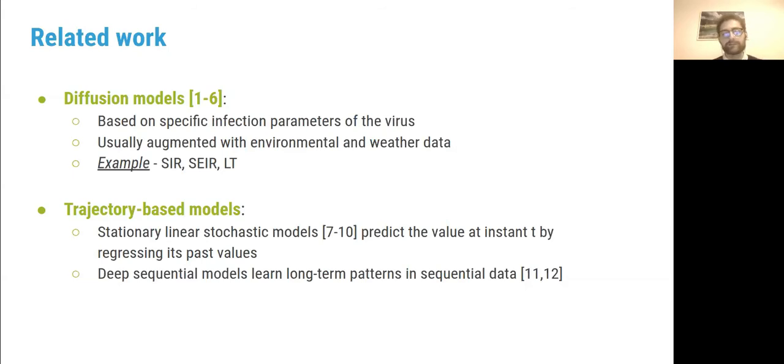When multiple time series are involved in the prediction, VAR models are the most used family of multivariate predictors. But we want to concentrate more on deep sequential models such as long short-term memories, which are a subfamily of recurrent neural networks that, contrary to stochastic models like VAR, learn long-term patterns in sequential data. These methods have been successfully used in many sequential applications, such as machine translation, speech recognition, risk prediction, and many others, but only lately have they been applied in the field of epidemic prediction.